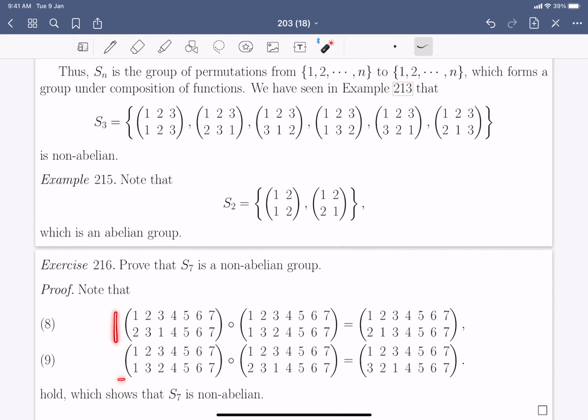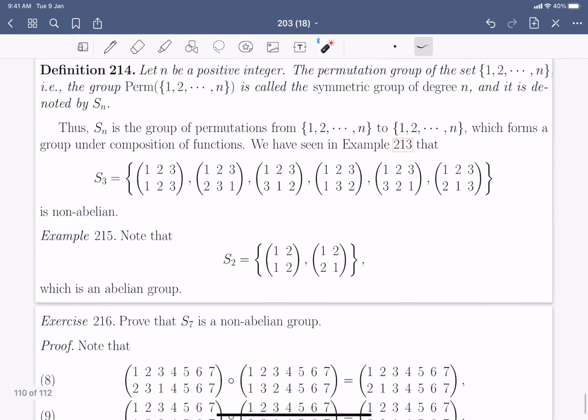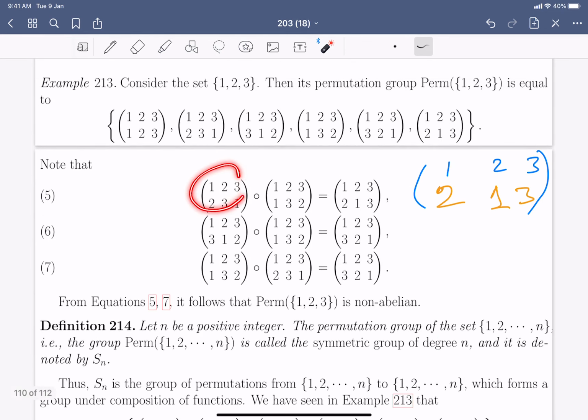In fact, the permutation that I have considered here sends 1, 2, 3 to 2, 3, 1, and 4, 5, 6, 7 go to themselves. And the second permutation fixes 4, 5, 6, 7 and sends 1, 2, 3 to 1, 3, 2. Note that this is precisely what we had in the context of S3 in equation 5.